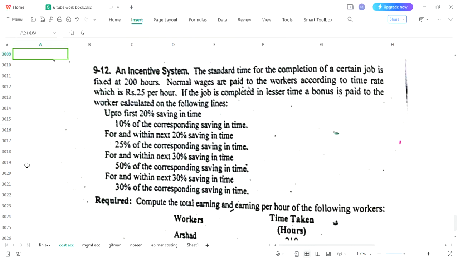Hey guys, hopefully everyone is doing well. Today's target is to solve question number 9.12.